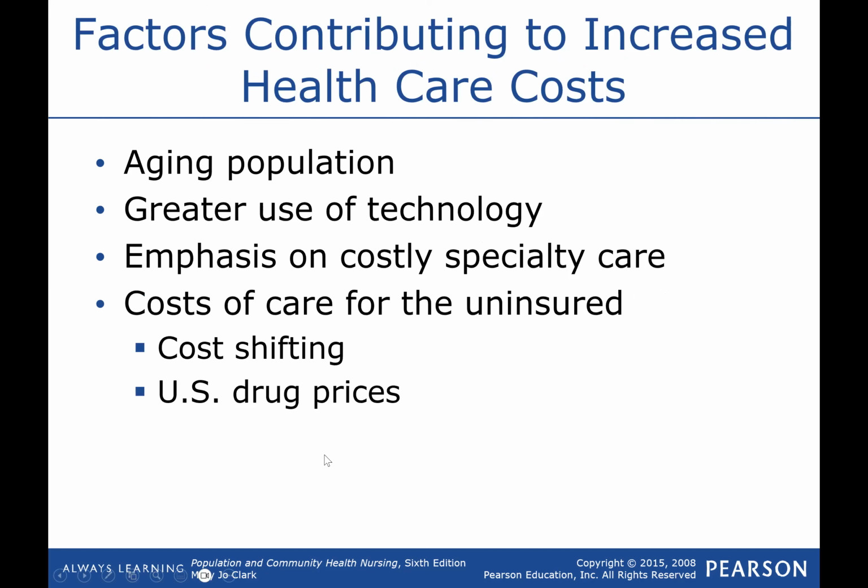So factors that influence healthcare costs, we've got aging population, greater use of technology, emphasis on costly specialty care, cost of care for uninsured, and the cost shifting, and of course, US drug prices. So uncompensated care leads to what's called cost shifting, and it's the passing of the cost of uncompensated care from those who cannot pay to those who can pay. So cost shifting leads in turn to higher insurance premiums and higher overall costs for healthcare.